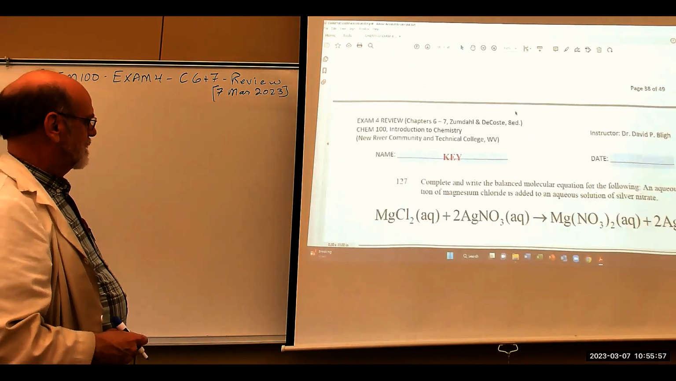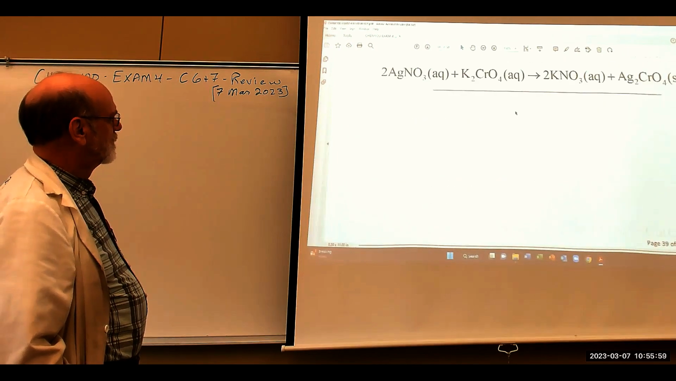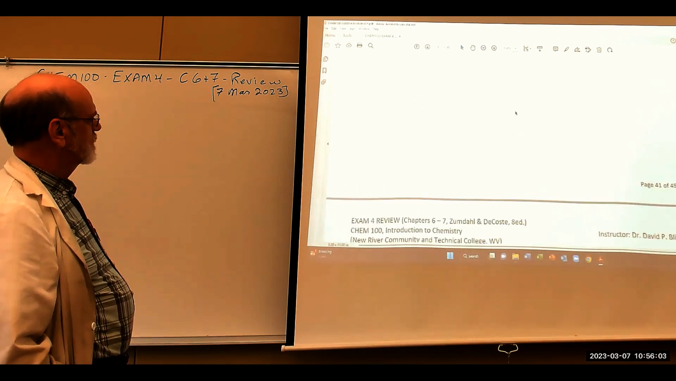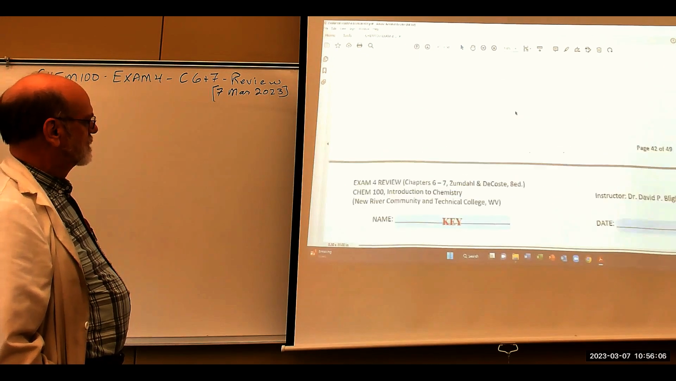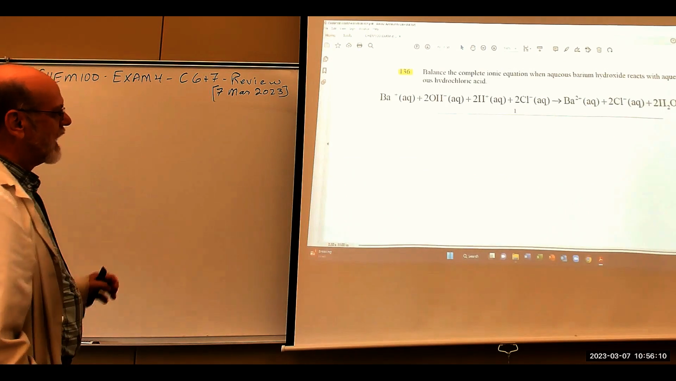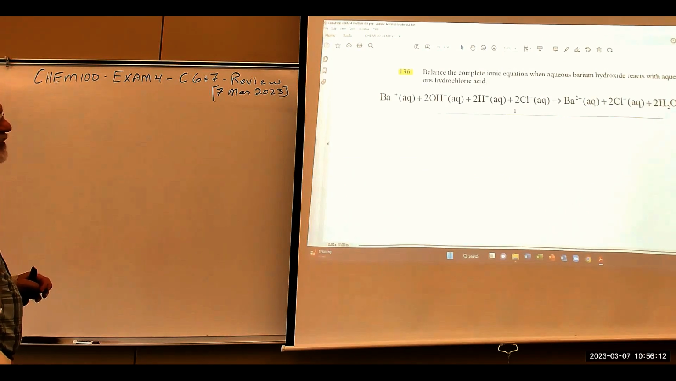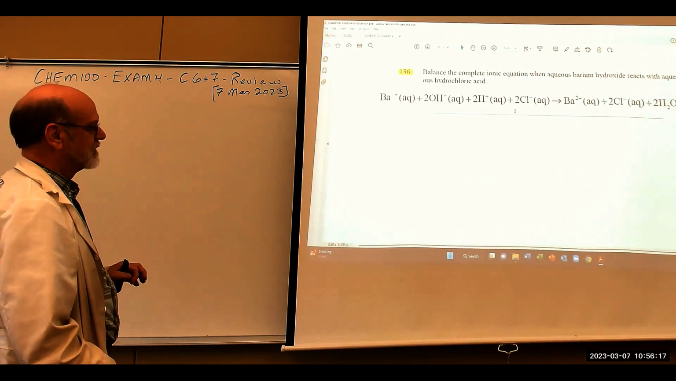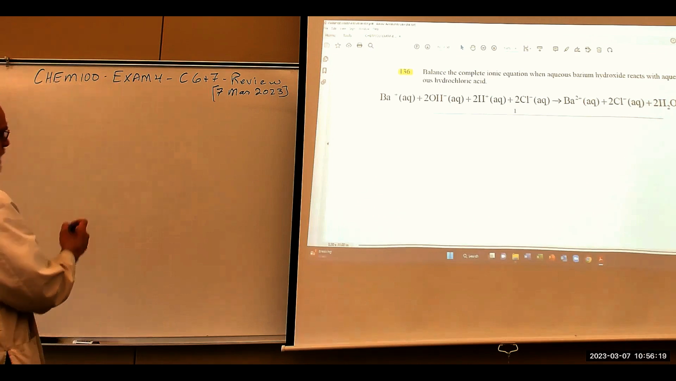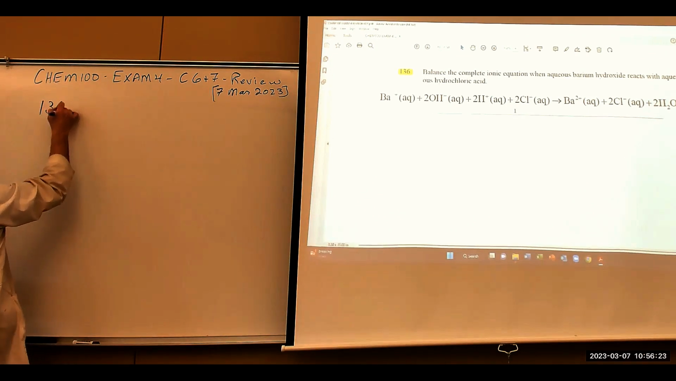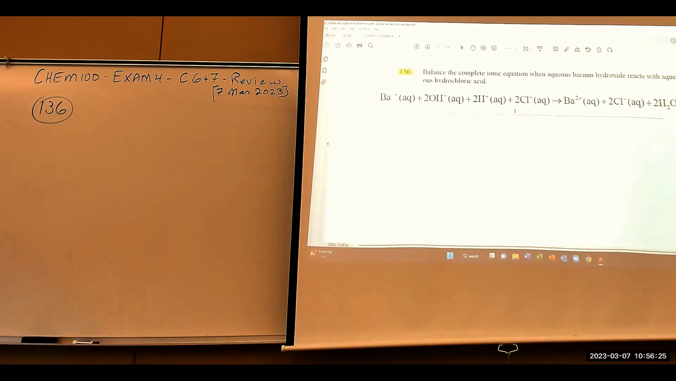Let's see here. Got any more? Should be. There's one. Balance the complete ionic equation when aqueous barium hydroxide reacts with an aqueous hydrochloric acid. This one should be fairly simple. I've got 5 minutes. Let me see how many more I've got to do. 136.